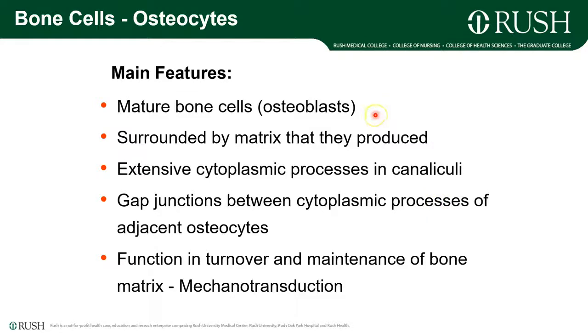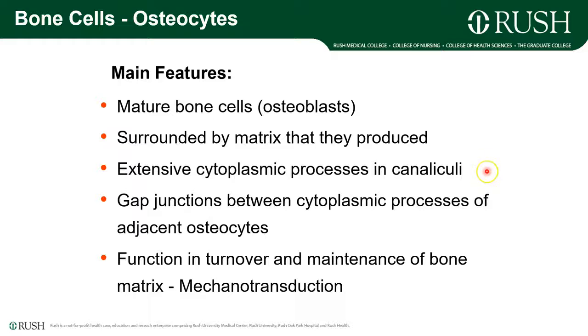Now the osteocytes, as we said before, are the mature osteoblasts, and they are surrounded by the matrix they have themselves produced. One of the things that they have very critical in terms of their function is this extensive cytoplasmic processes in canaliculi. So let's define what we mean by cytoplasmic processes. Cytoplasmic processes are like the extensions of the cells themselves, which are extending out from the cells. And then canaliculi are the channels within the matrix through which these processes are passing through.